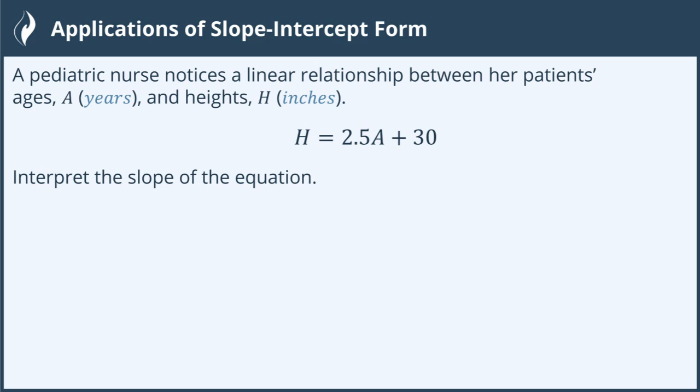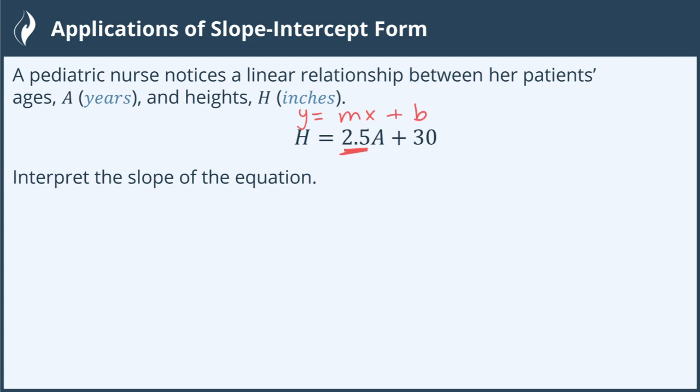So first, let's identify what the slope is. This is in y equals mx plus b form, so the slope is going to be right here, the 2.5. You can compare it to slope-intercept form, y equals mx plus b. Even though we're using different variables, it's still in the same slope-intercept form. So the 2.5 is our slope.